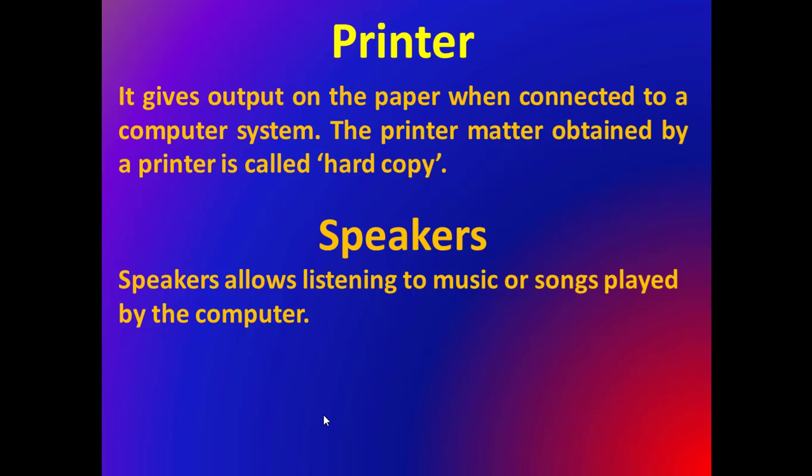Printer. It gives output on the paper. The printed matter obtained by a printer is called hard copy. Student, here is the word hard copy. That means जो output होता है that will be in two forms. One is the hard copy and second is soft copy. Monitor or speaker से जो output होता है that is called soft copy output. But printer और plotter का जो output होता है that is called hard copy output.